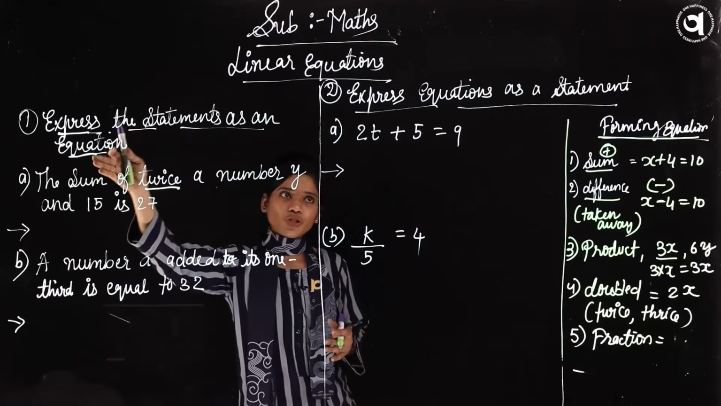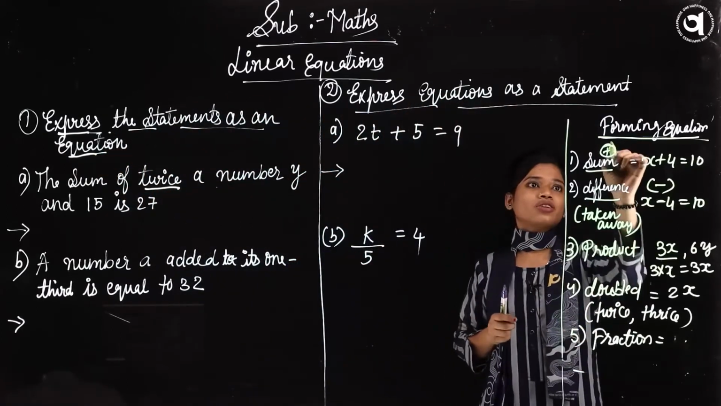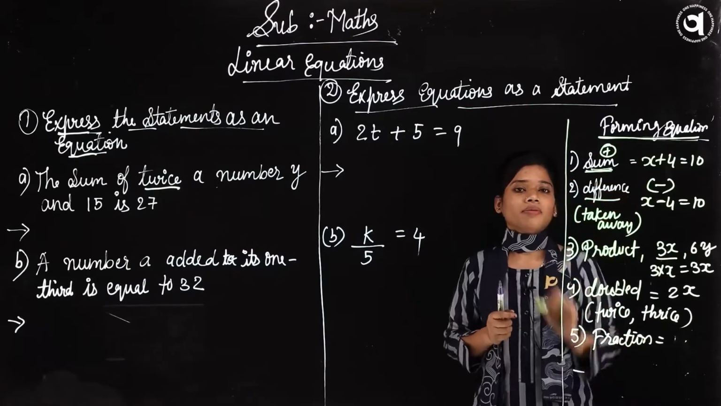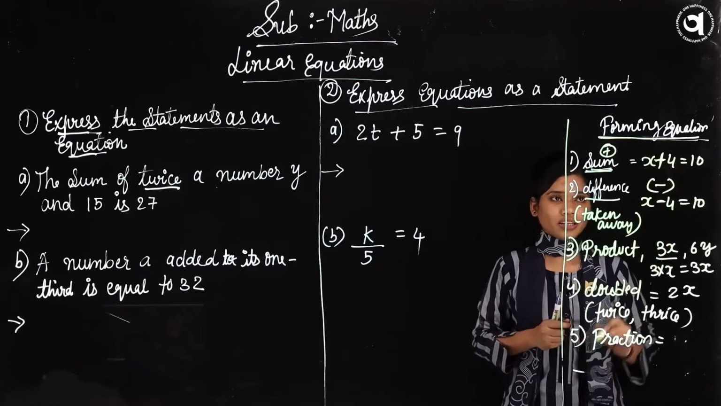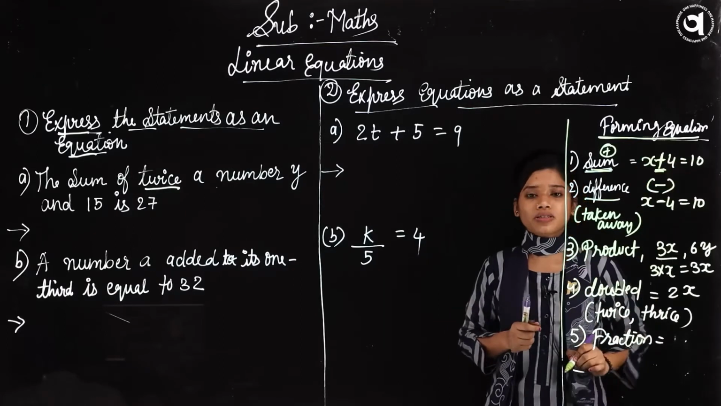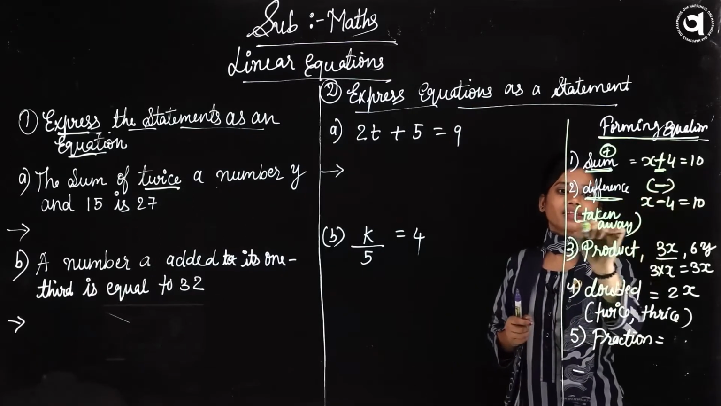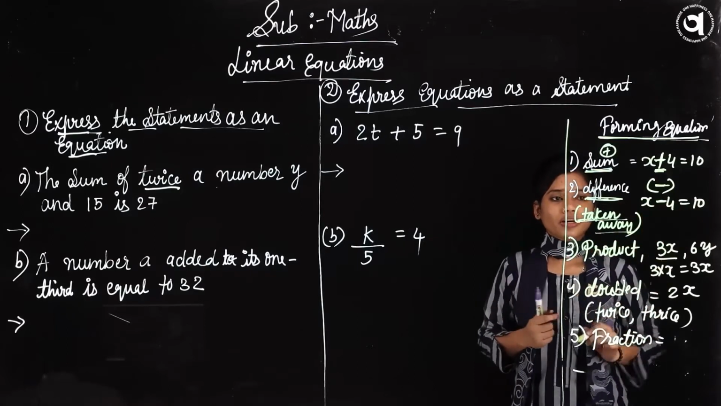Let's take one example here: statement into equation and equation into statement. Before we go to the question, let's see what forming an equation will involve in your question. That is sum. Sum means, for example, the sum of a number and 4 gives you 10, that is x plus 4, symbol plus. The word difference may come, that will show a minus sign, or we can say the other words for difference, that is taken away or subtracted, that show the sign of minus.